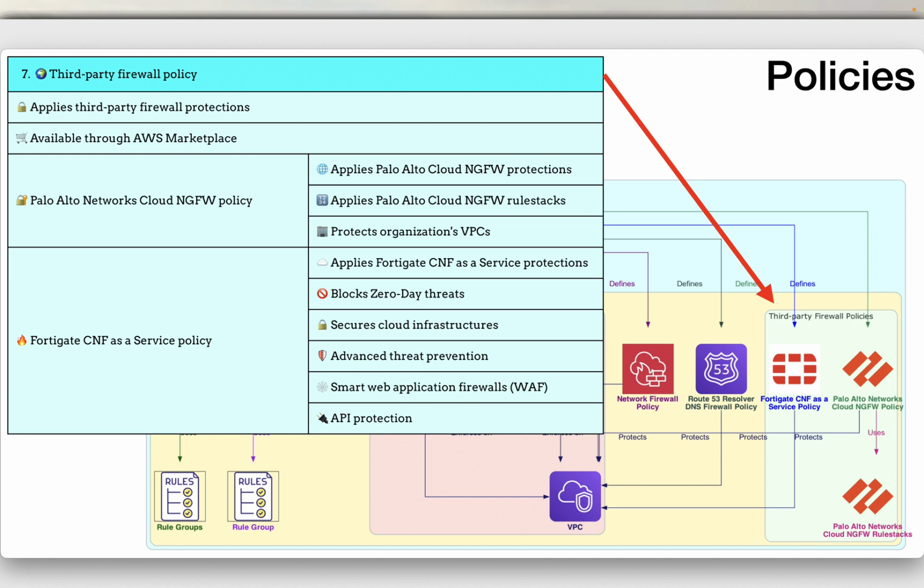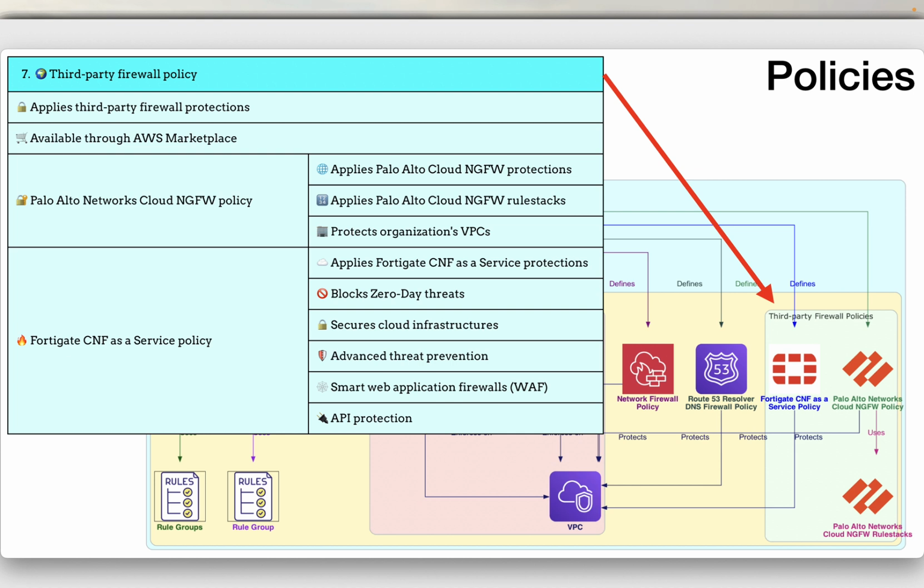And finally, last one is third-party firewall policy. This policy type applies third-party firewall protections. Third-party firewalls are available by subscription through the AWS Marketplace console at AWS Marketplace. So first one is Palo Alto Network Cloud NGFW policy. So this policy type applies Palo Alto Networks Cloud Next Generation Firewall protections and Palo Alto Networks Cloud Next Generation Firewall rule stacks to your organization's VPC.